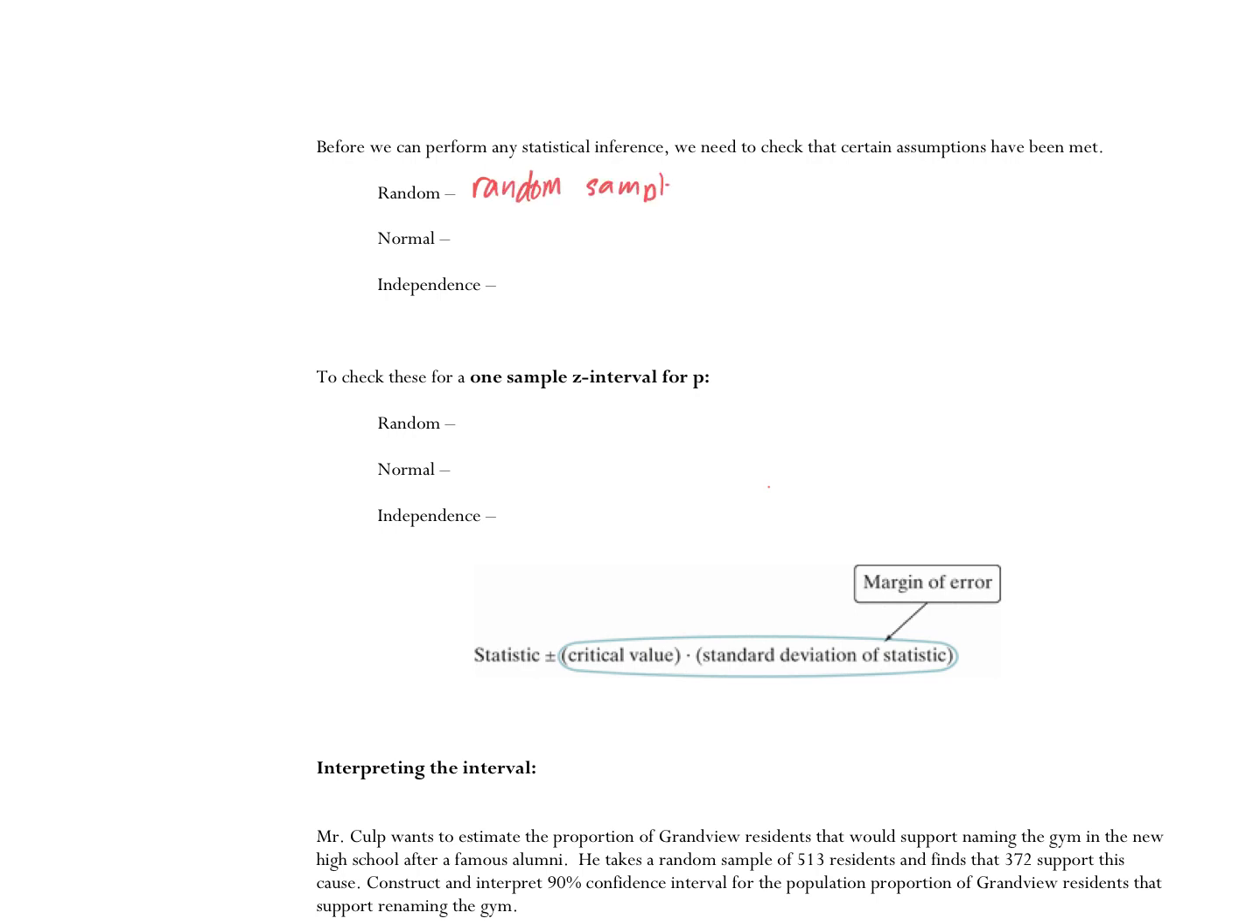The reason we need randomness is random samples can be generalized to the population. And so if we're trying to make conclusions about a population, we need our sample to be random.